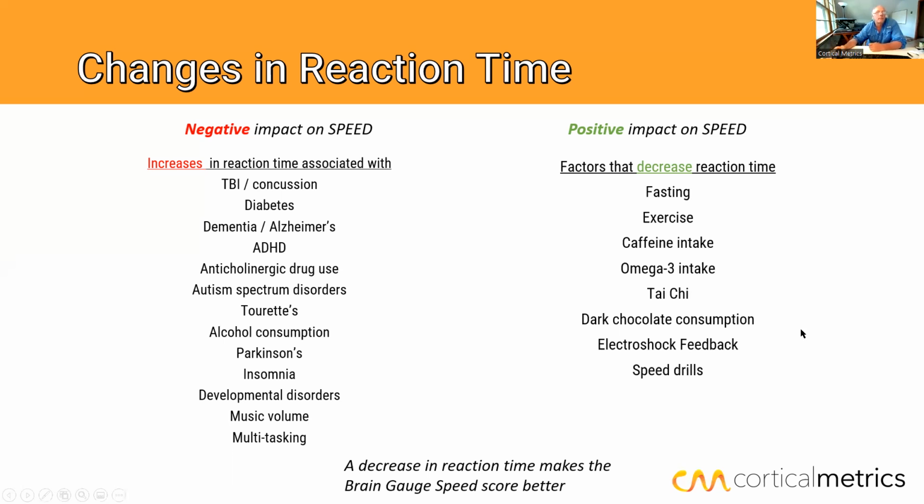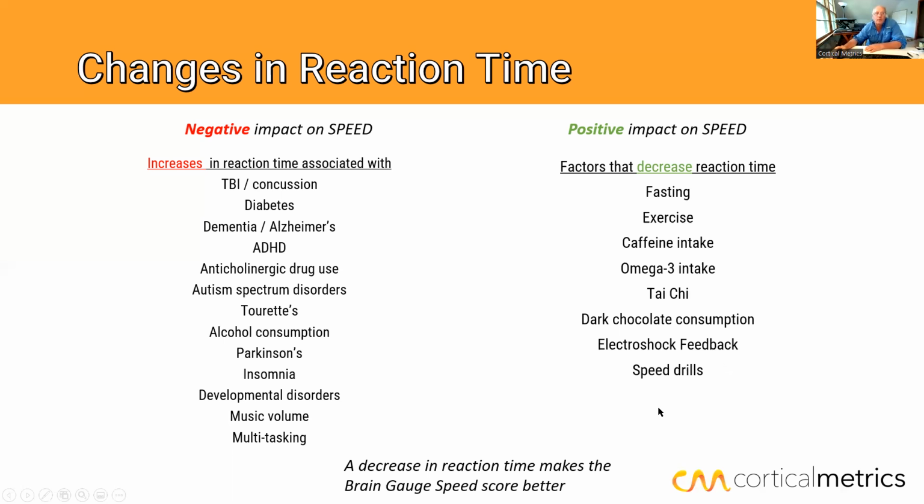My favorite is electroshock feedback, because that study was done back in the 70s, back when you could do that kind of thing. People were given a shock whenever they were too slow. So, it was like straight from that first scene of Ghostbusters. If they were too slow, they just got zapped. But anyway, speed drills, that's another way to actually improve performance.